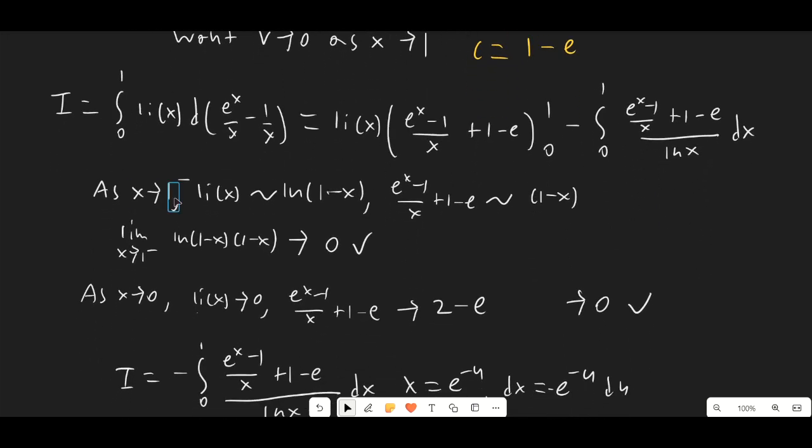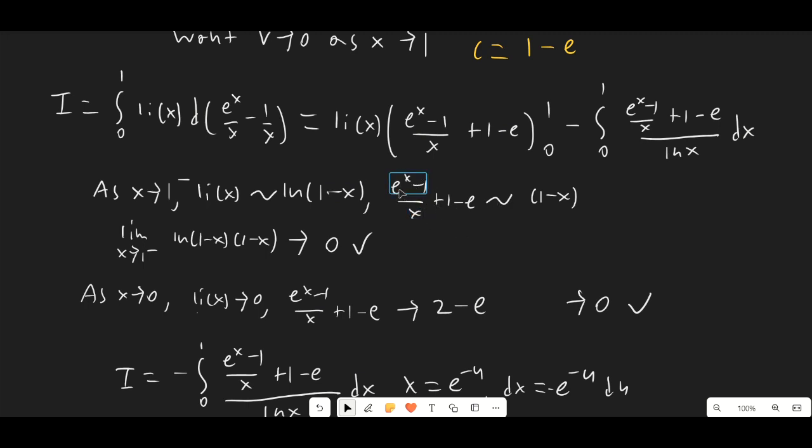So as x goes to 1 from the bottom, Li of x acts similarly to ln of 1 minus x. The reason for this is that natural log of x around x equals 1 acts like x minus 1. So we're integrating 1 over x minus 1, which essentially gives us ln of 1 minus x, right? And then e to the x over x plus 1 over e.